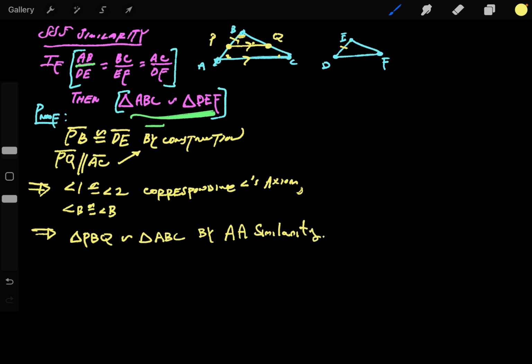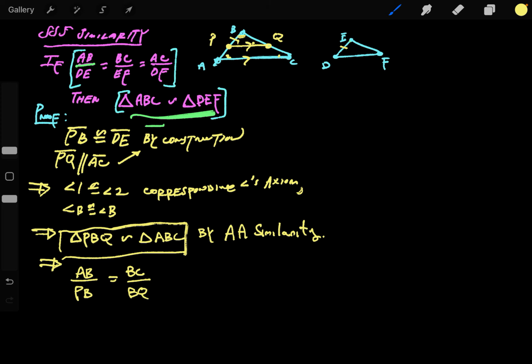And now, once you have that, you know that if the two triangles are similar, their sides are in proportion. So I'm going to write the proportionality statement from this fact. I know that the triangles are similar, I know that their sides are in proportion. So I have that AB over PB is equal to BC over BQ is equal to AC over PQ.